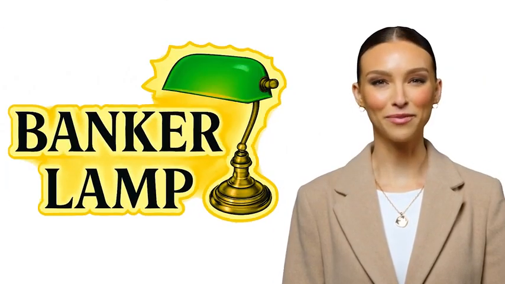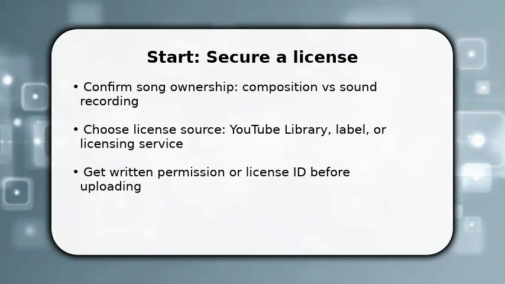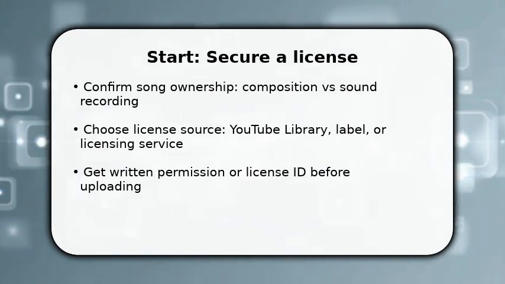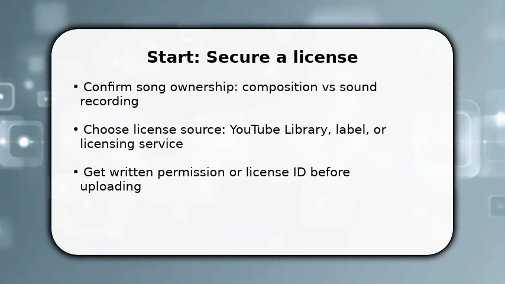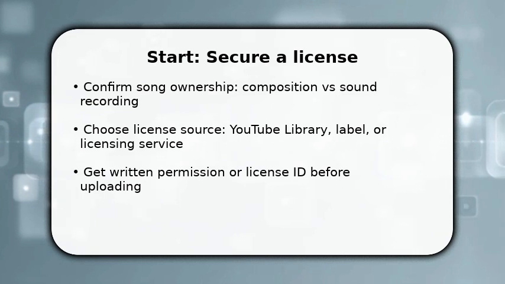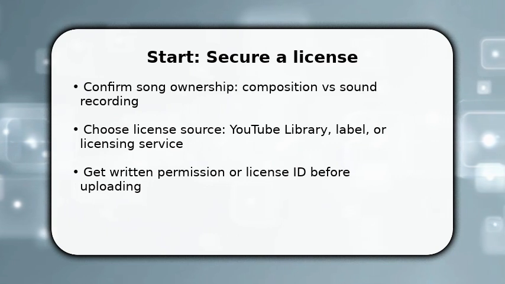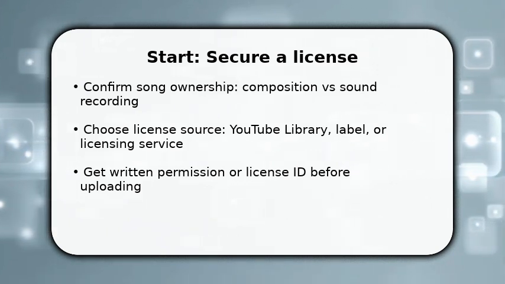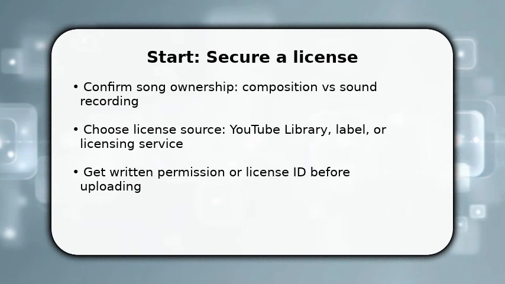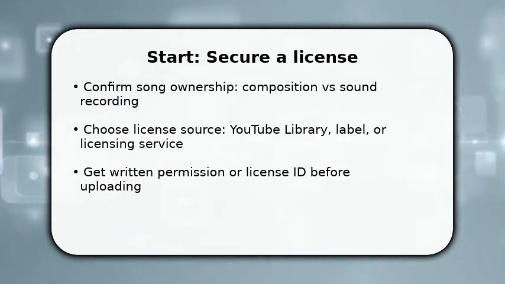Please enjoy the video. You begin by confirming who controls the composition and the sound recording. This matters because you may need two clearances. Next, select a license source: YouTube audio library for free use, a stock music service like Epidemic Sound, or direct permission from the label. Each provides different rights and dashboards. Once you have the license, download any proof or license ID and keep it ready.